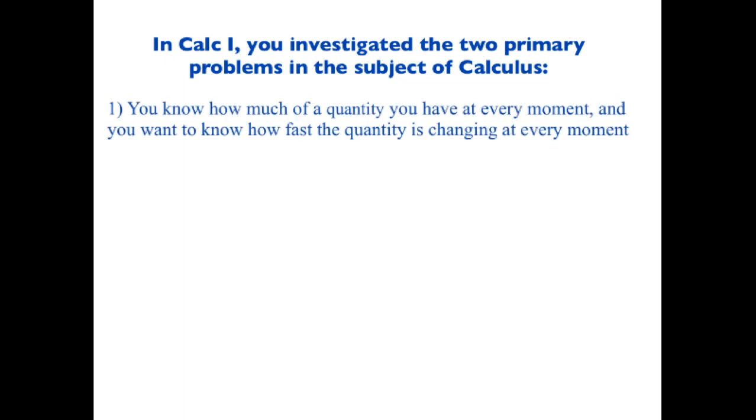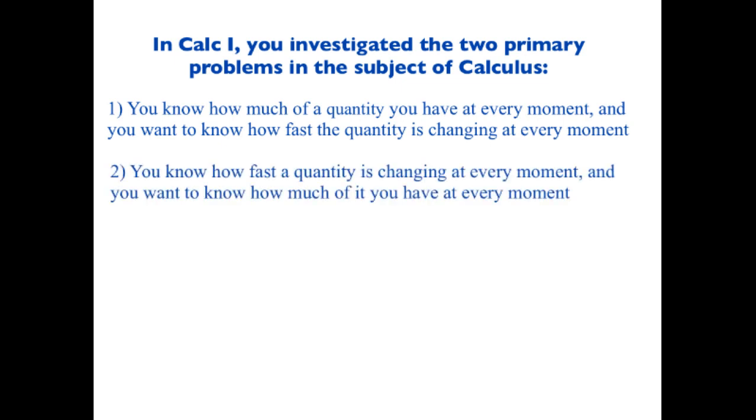Okay, so in Calc 1, you investigated two primary problems in the subject of calculus. Calculus really boils down to these two kinds of problems. The first one is you know how much of a quantity you have at every moment, and you want to know how fast the quantity is changing at every moment. The second is you know how fast the quantity is changing at every moment, and you want to know how much of it you have at every moment.